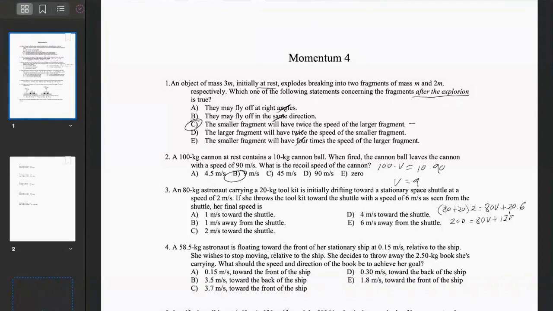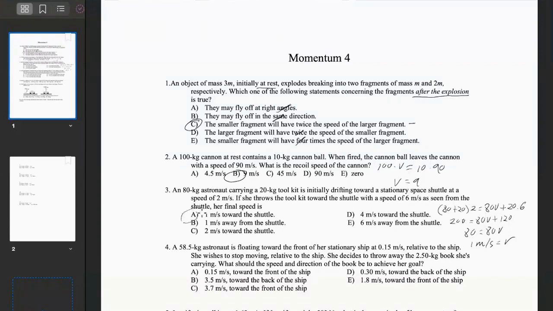20 times 6 is 120. 80 plus 20 times 2 is 200. 200, subtract the 120 to the other side, divide by 80, we get 1 meter per second for that velocity. And it's towards the shuttle because initially they're moving towards the shuttle. And it's positive. We called going towards the shuttle positive. Our final answer was positive.